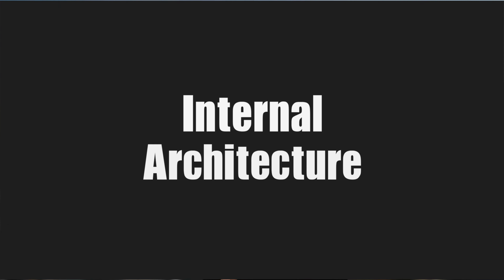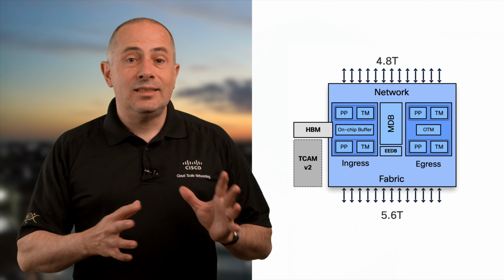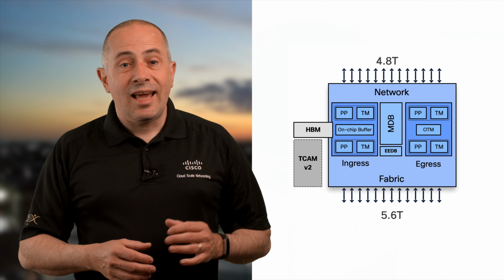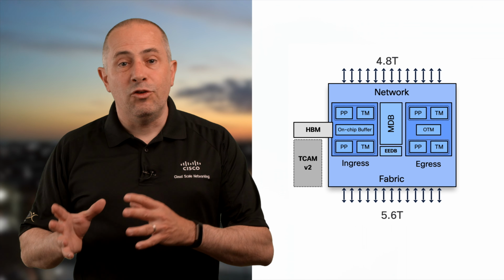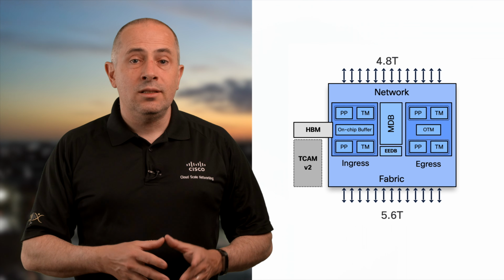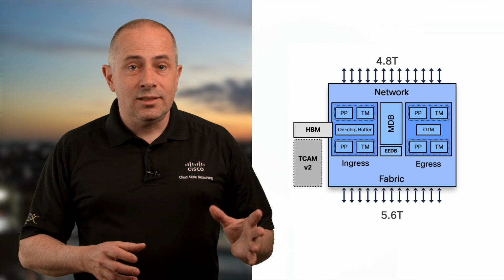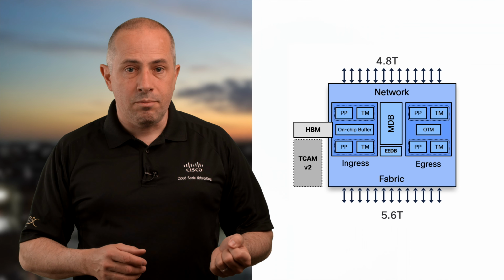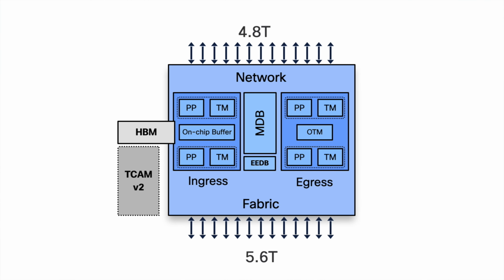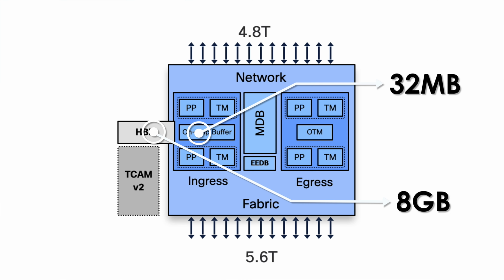The NCS 57B1 is built around the Jericho 2 NPU. It's a 2-core, 16nm ASIC offering 4.8 terabit per second of bandwidth on the interface side and 5.6 terabit on the fabric side. For this specific platform, the fabric SerDes are used only to connect to the external TCAM. Like its predecessors, it's a hybrid architecture with both on-chip buffers, for instance 32 MB, and off-chip HBM, high bandwidth memory, that's 8 GB in ingress only. And it's based on a VOQ-only forwarding decision model.